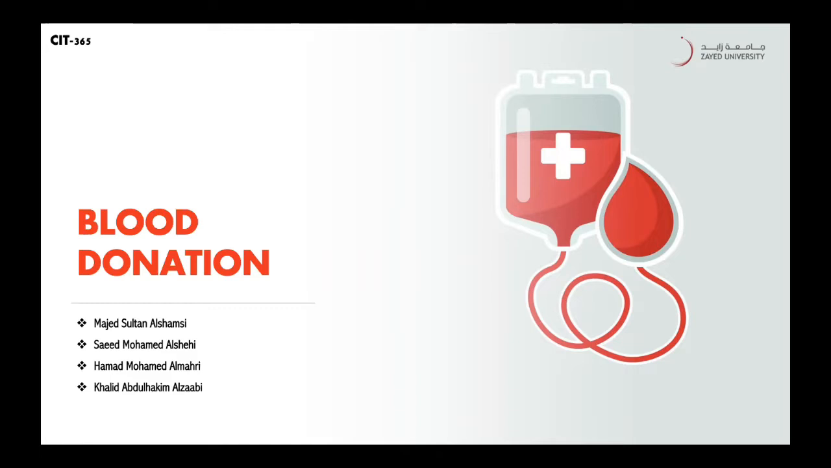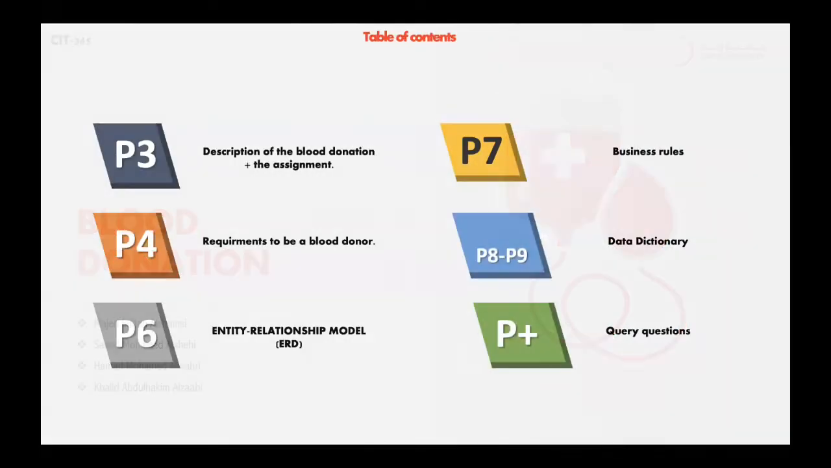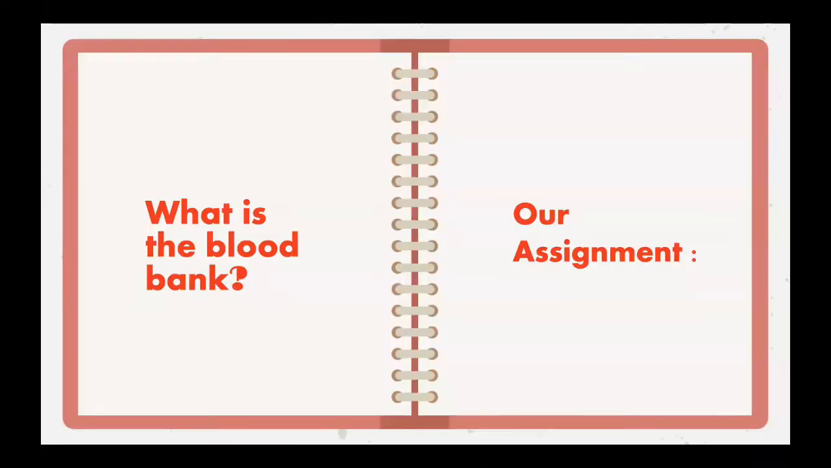It is about a blood donation database structure, and it contains multiple layers, and every member is going to describe each layer. So, in this slide is the table of contents, which describes the index of the upcoming slides. And now, in this slide, Majid will continue with his part.